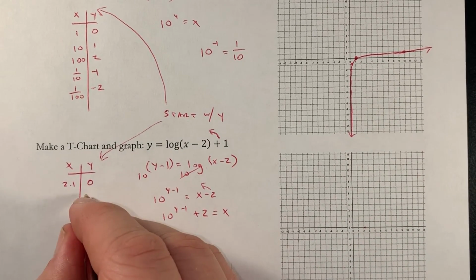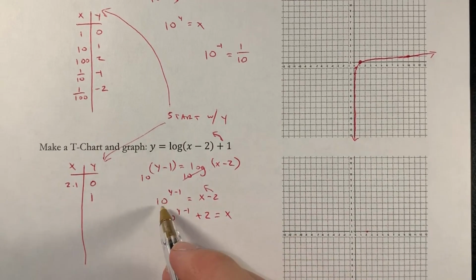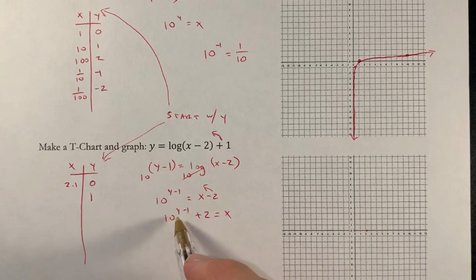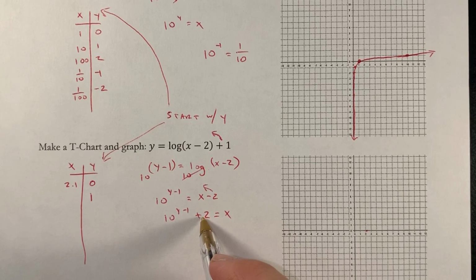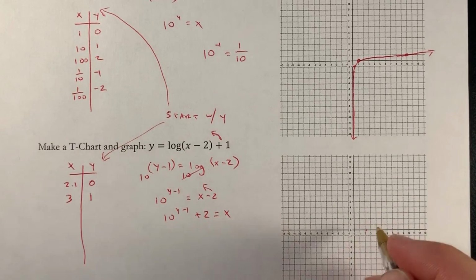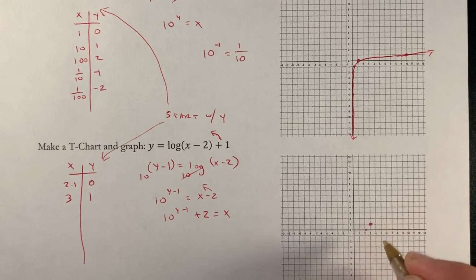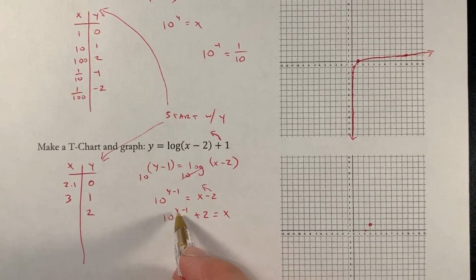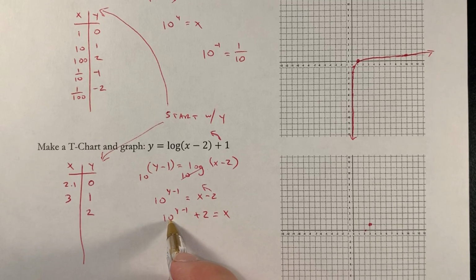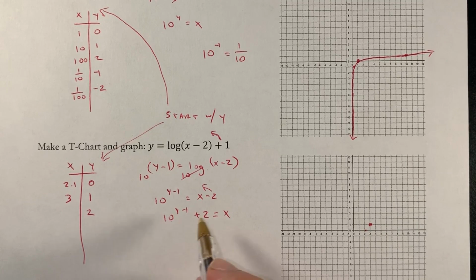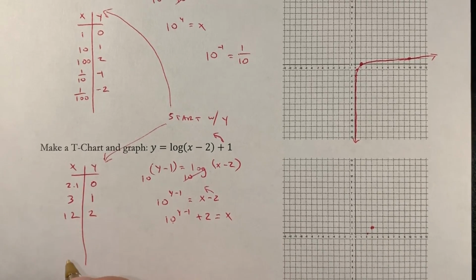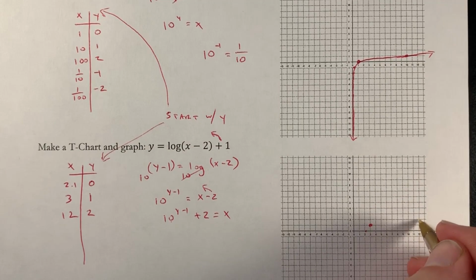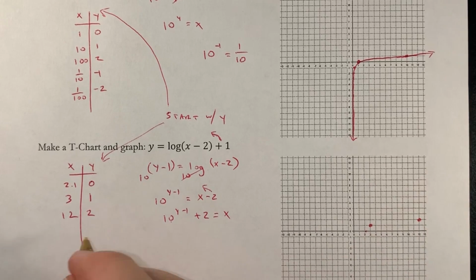Okay, our next point, 1, so that's 10 to the 1 minus 1, which is 10 to the 0, which is 1, plus 2 is 3. So we get a point 3, 1. Okay, and we'll put in a 2. 2 minus 1 is 1, so 10 to the first power, that's 10, plus 2 is 12. So we get the point 12, 2. Okay, if we put in a 3.